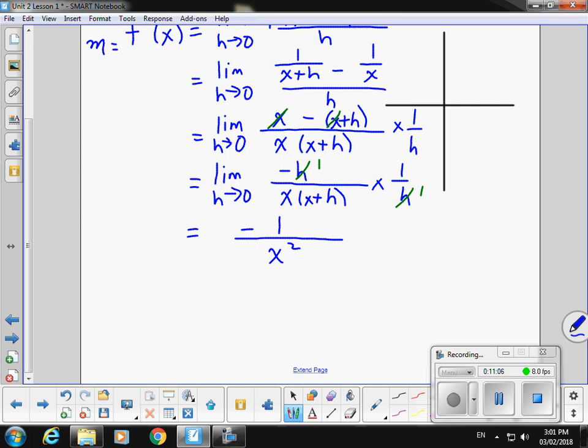So my derivative is negative 1 over x squared, which tells me what the slope of the tangent would be for any x. If I want the slope of this particular place, I want the derivative at x equals 2. So using the general case, I have negative 1 over 2 squared is negative 1/4. So the slope of my tangent is negative 1/4 when x equals 2.